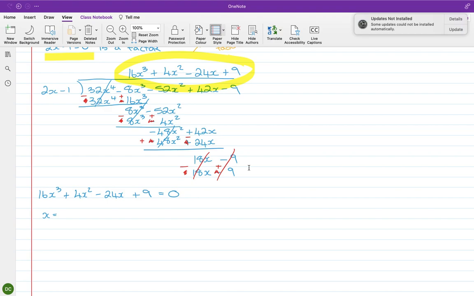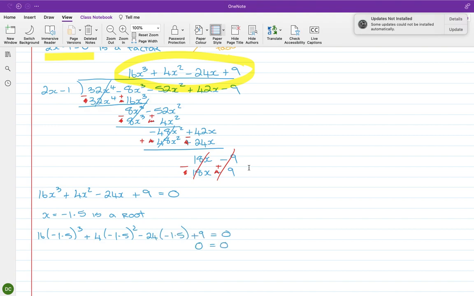Okay, so when you find your root, remember to sub it in and show the examiner what you're doing. Sub it in correctly, ideally. So I'm going to sub in minus 1.5 cubed plus 4 times minus 1.5 squared minus 24 times minus 1.5 plus 9 equals 0, and that does give me 0. So that is a root.